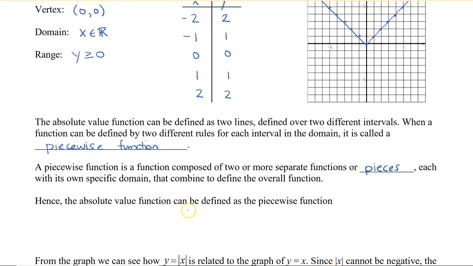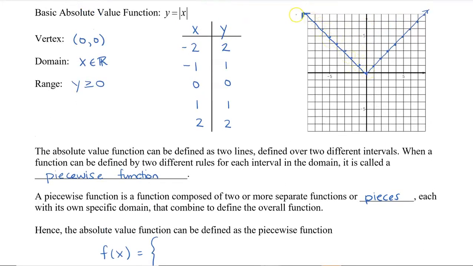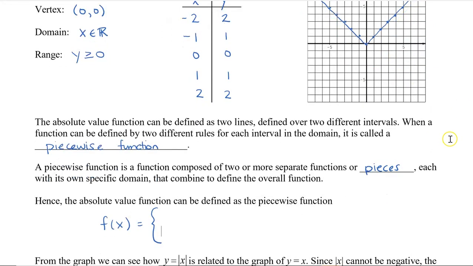All right, so the absolute value function can be defined as this piecewise function. So we can say that f of x, or you can use y as well, and I'm going to use my curly brackets. So we can say that the left side, this side over here, has a slope of -1 and a y-intercept of 0. So we can say that line is -x. And it is -x if x is less than or equal to 0.